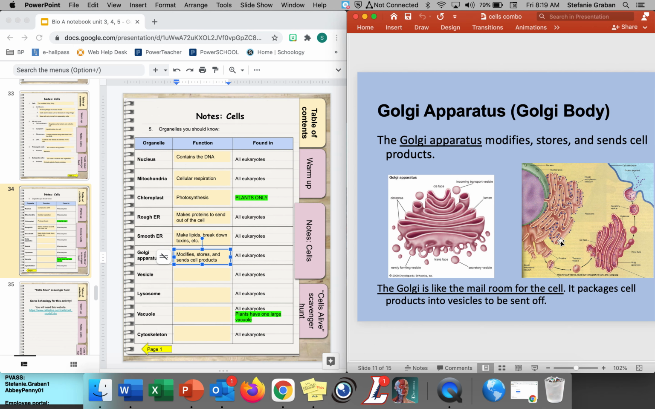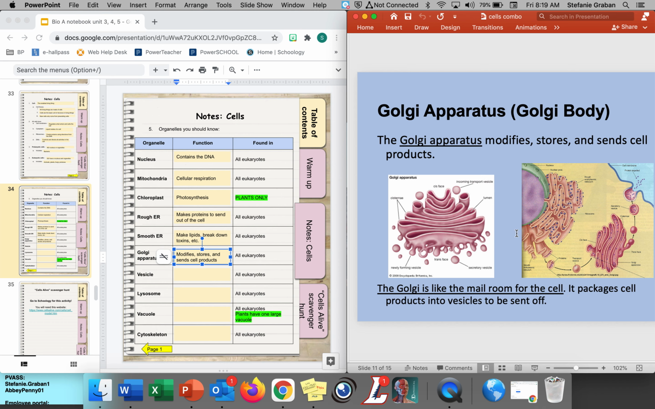So let's say that you make a protein here. This is the rough ER. It'll then get packaged into little bubbles and sent to the Golgi, which will package it up into other little bubbles and send it out. The Golgi looks almost the same as the ERs because they're a bunch of membranes all folded up.